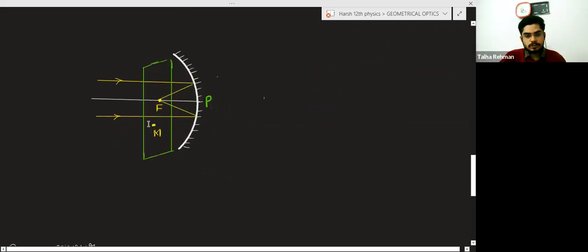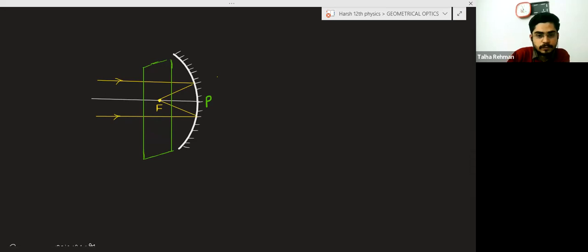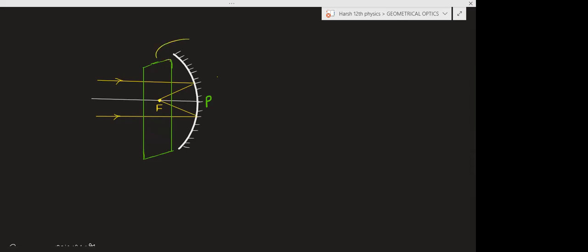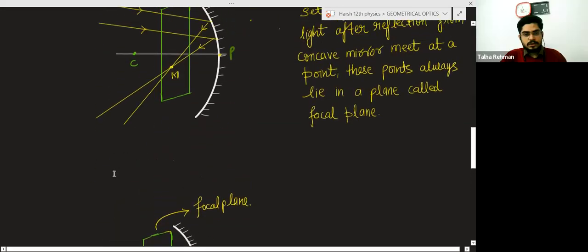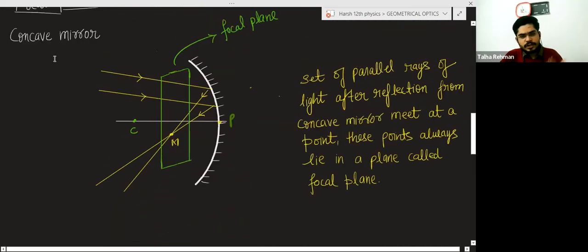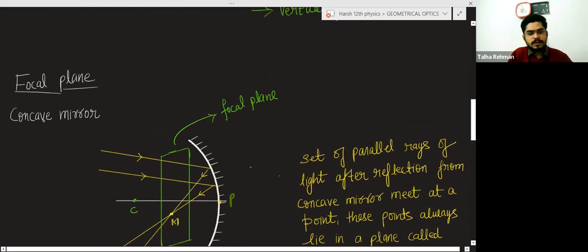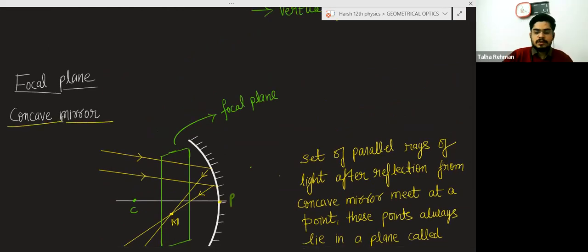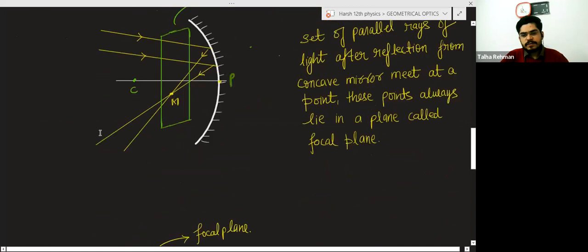So this is also a focal plane. Means this focal point is also lying on the focal plane. So this is the focal plane of the concave mirror. We have defined the focal plane for the concave mirror. Now for the convex mirror, we will define.